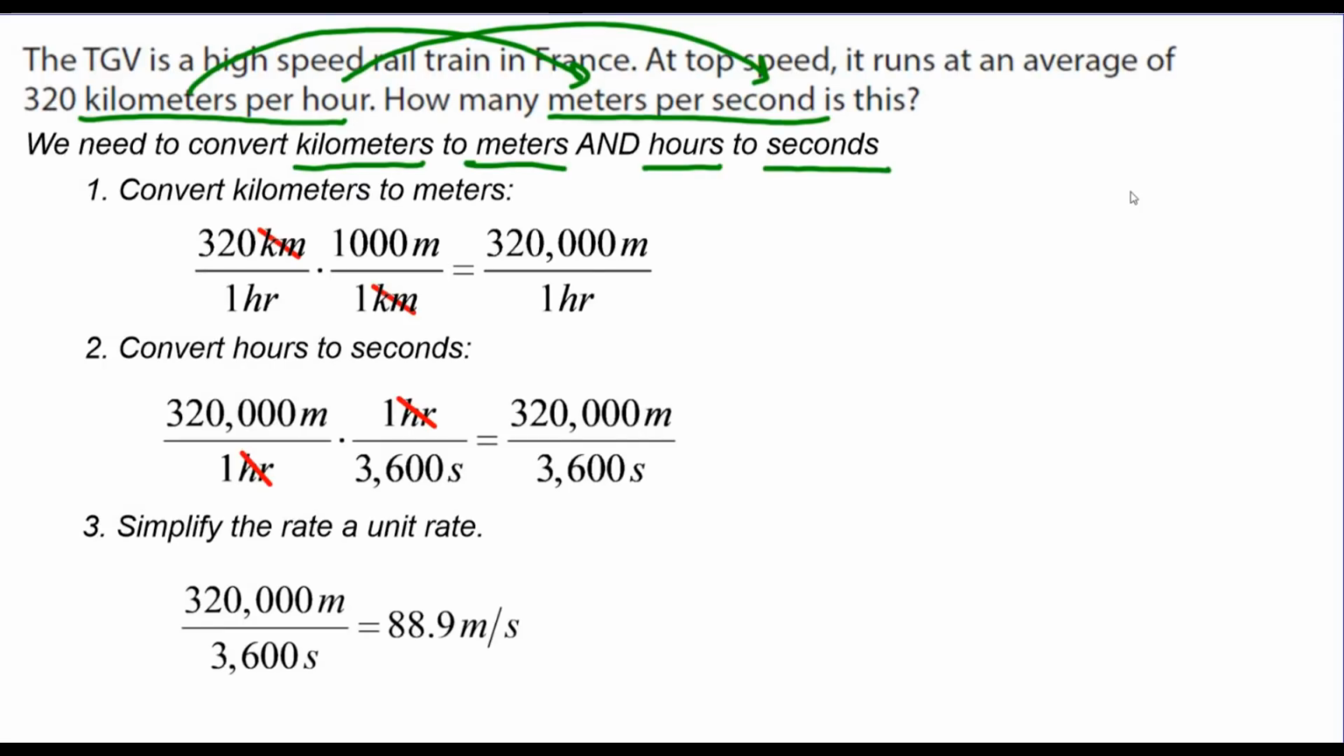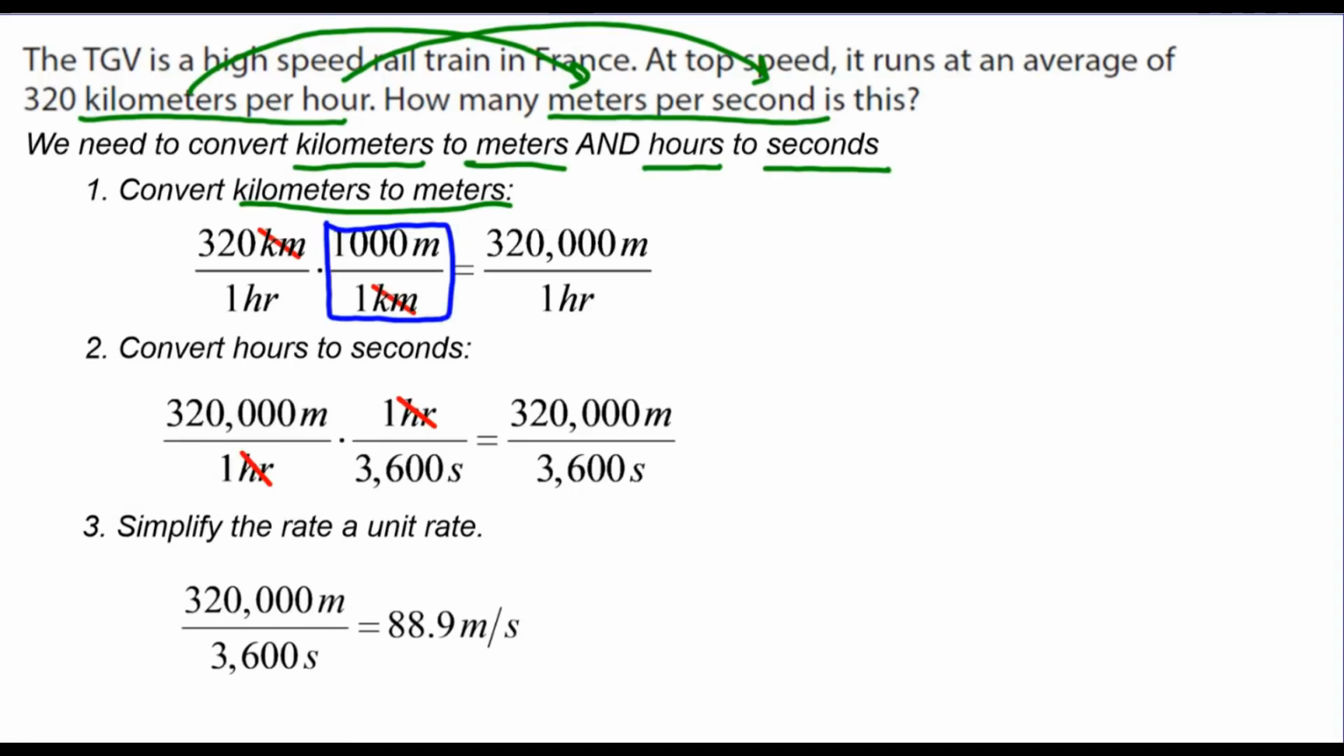So the first step, I'm going to convert the kilometers to meters. So if I want to come up with a unit conversion factor, there are 1,000 meters in every kilometer. So this is my unit conversion factor right here, 1,000 meters for every kilometer. That is equivalent to 1. So I can multiply my rate times 1 and it's not going to change it.